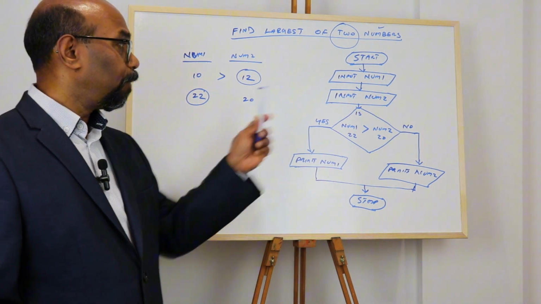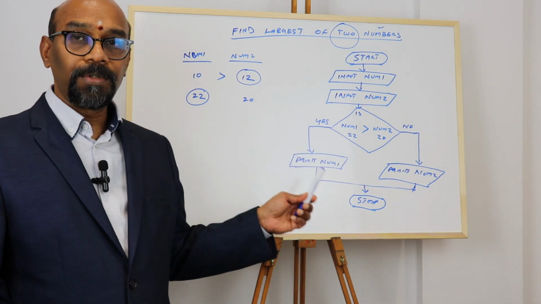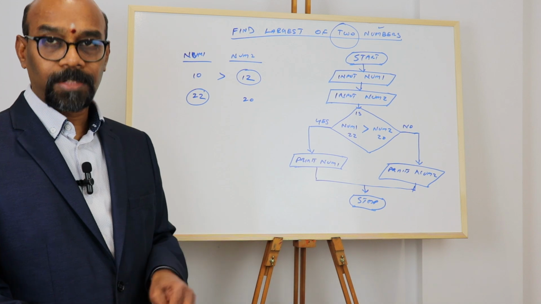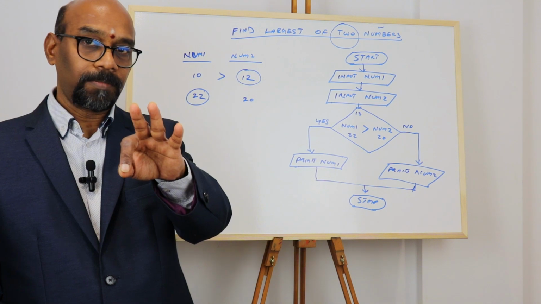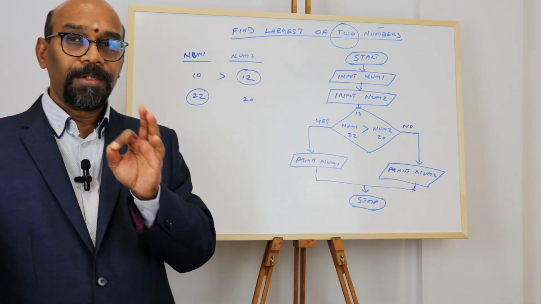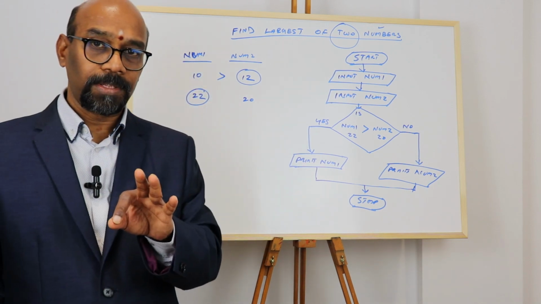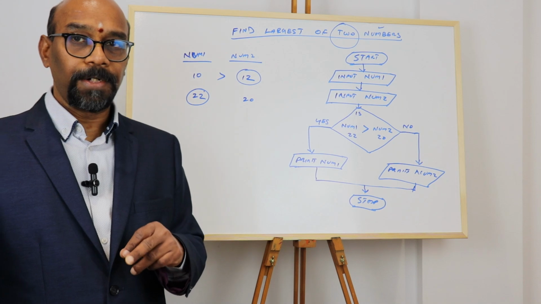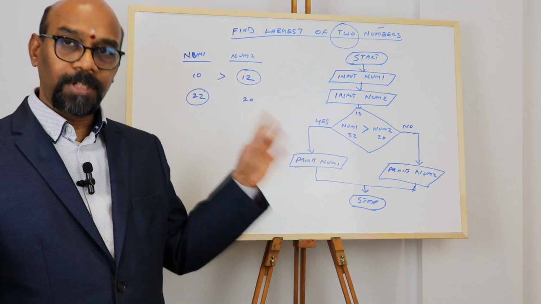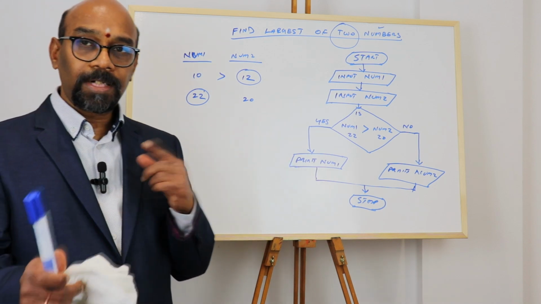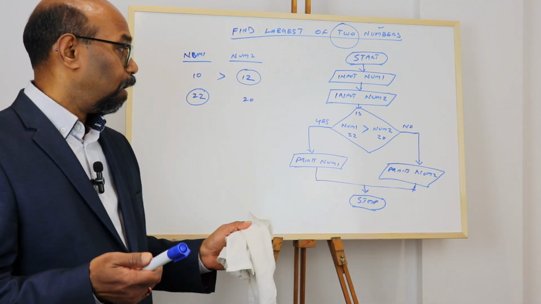Now, if you understood this thoroughly, I want you to do homework, or try it yourself: find the largest of 3 numbers. I have done 2. You try to solve the problem: find the largest of 3 numbers. In my next video, I'm going to do my flowchart for solving the problem of 3 numbers, and then you can compare your flowchart with mine in the next video.